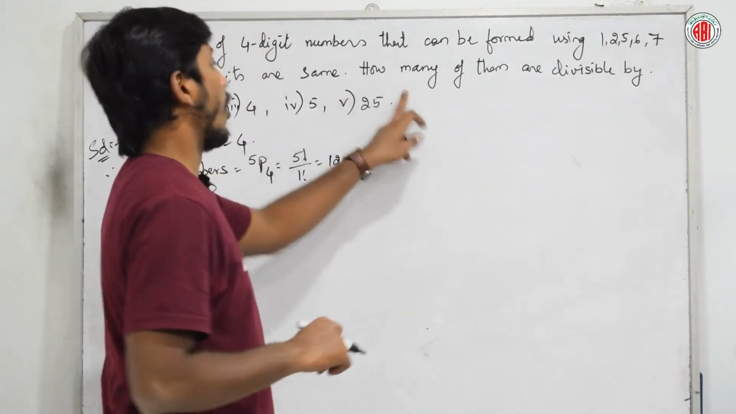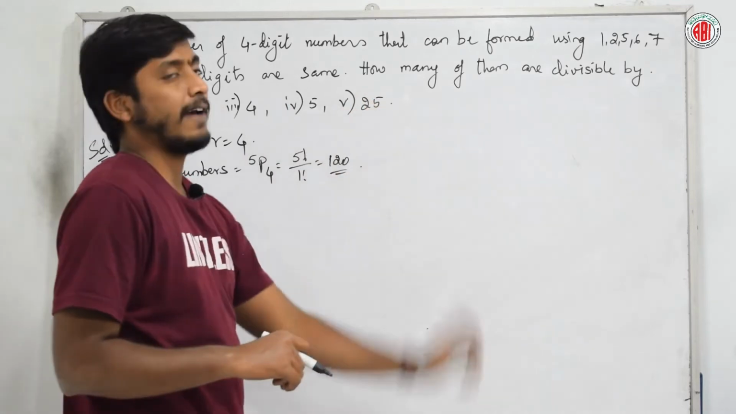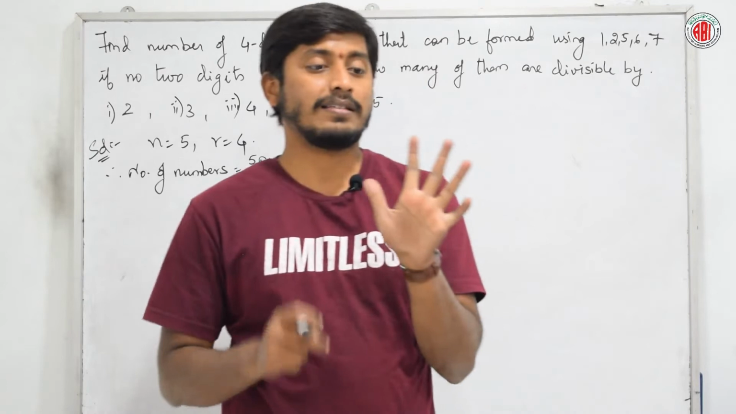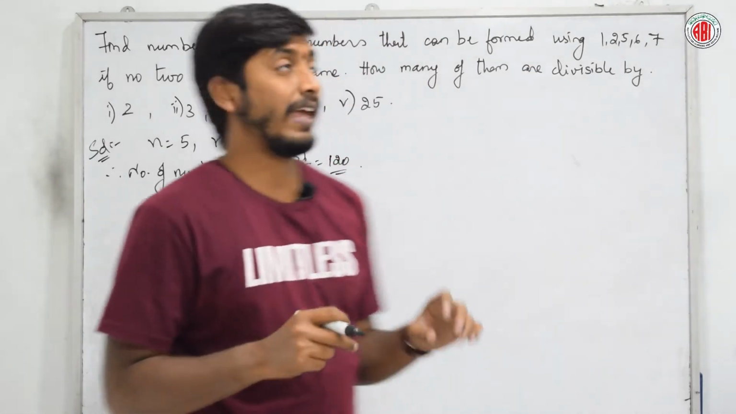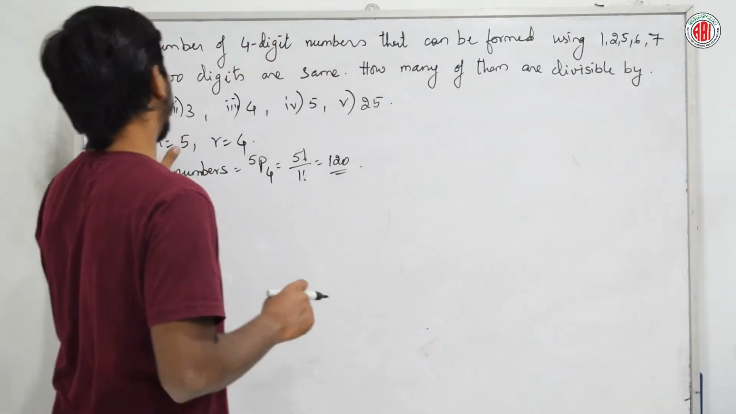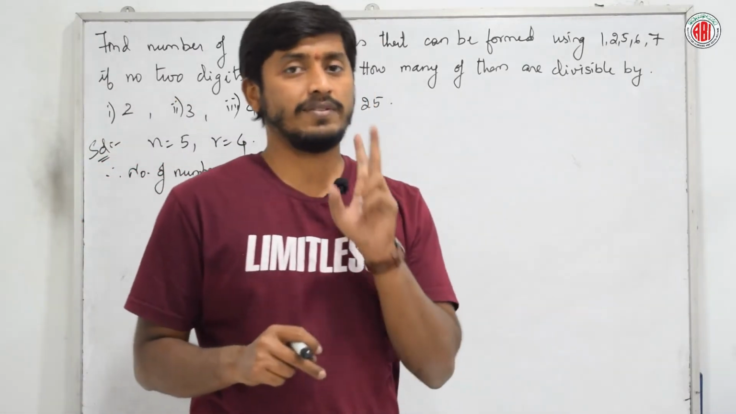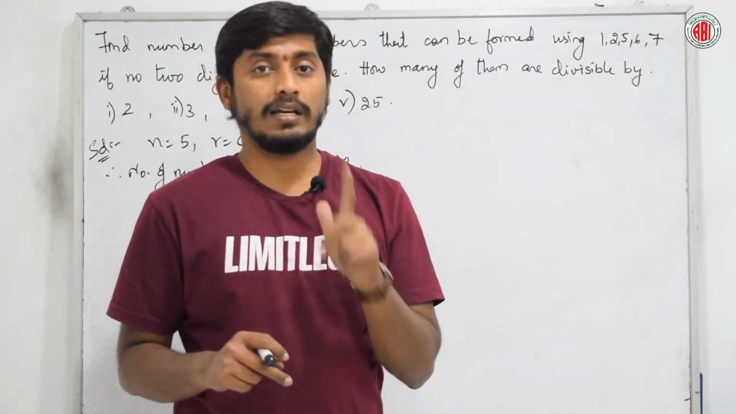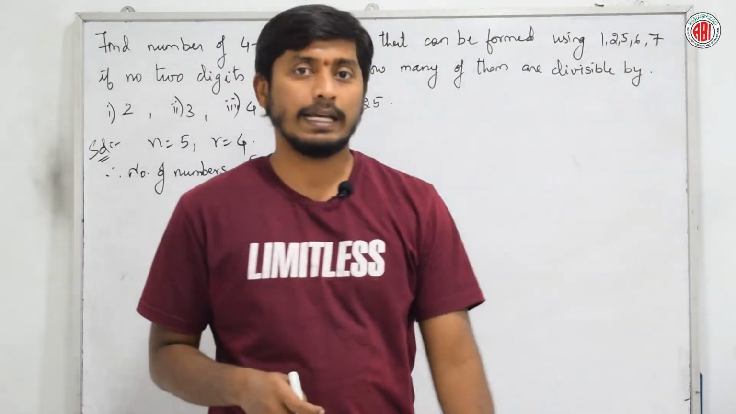Next, how many of them are divisible by 2, 3, 4, 5, 25? So how do we arrange? We have 5 numbers, which are 1, 2, 5, 6, 7, and we have 4 positions. What to do if the number is divisible by 2? Just tell me, how do you say a given number is divisible by 2? The ones digit should be divisible by 2. So out of our numbers, only 2 and 6 are divisible.